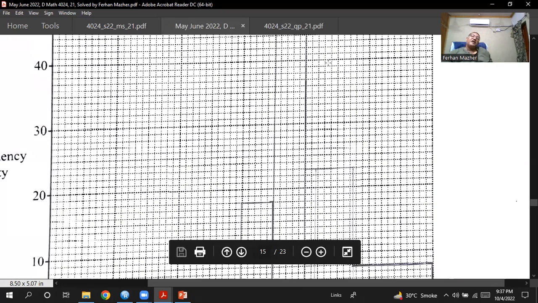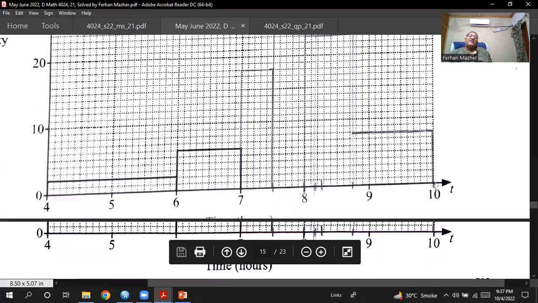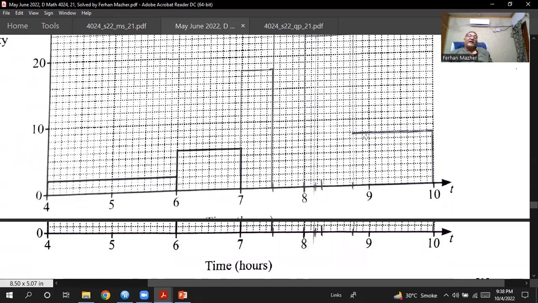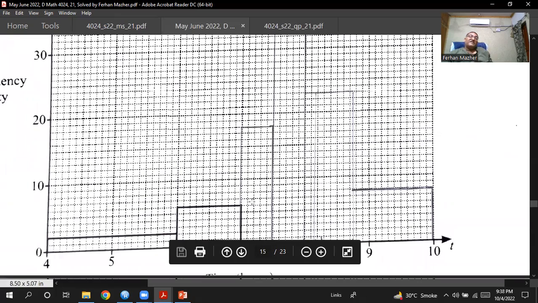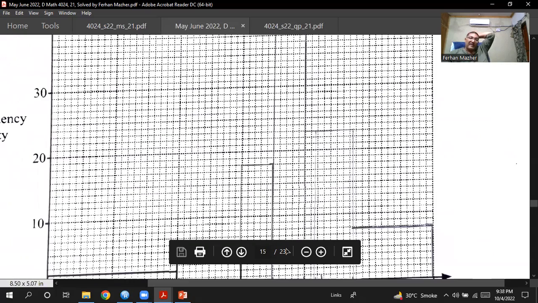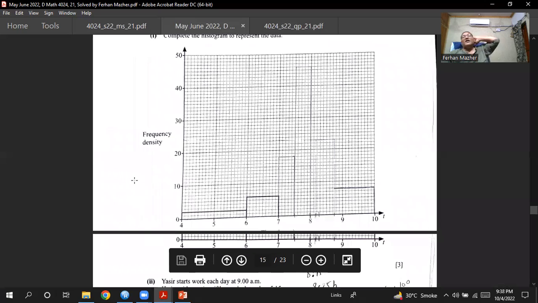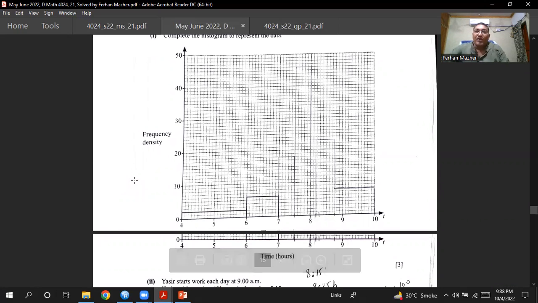Then from 8.75 to 10, its frequency density is 8. So this bar from 8.75 to 10 will go up to 8. This is how you draw this histogram, complete the histogram. That was the question, and I hope you can see that. Let me reduce the size so you can see. Okay, now this is showing up on your screen. We have completed the histogram.